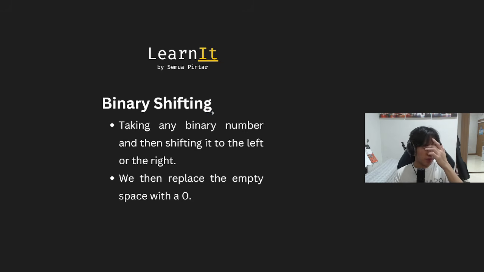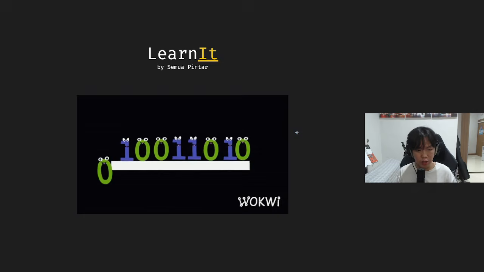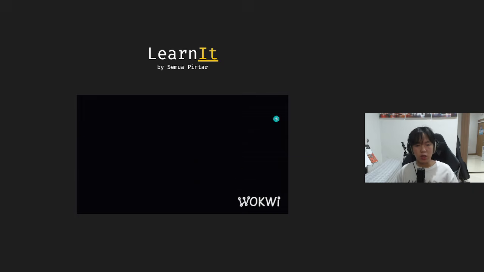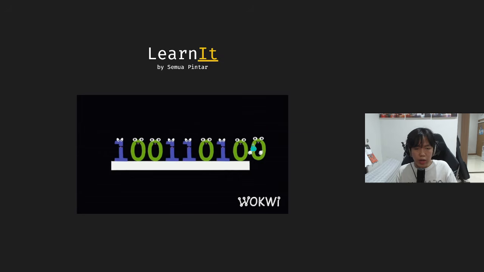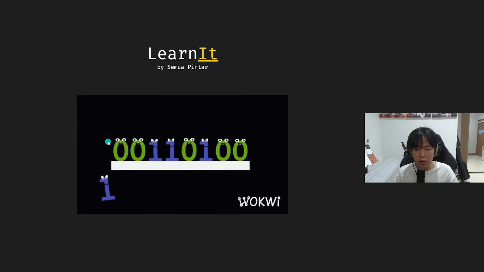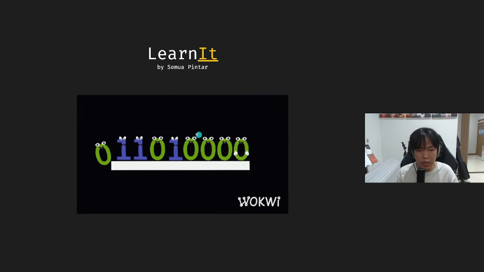Binary shifting, as per its name, is pretty much taking any binary number and shifting it to the left or to the right, and then we replace the empty space with a 0. Now this might seem a bit hard to imagine, so I have a small GIF diagram here to show how it actually works. As you can see, this 8-bit binary number is being shifted to the left by 1 spot.